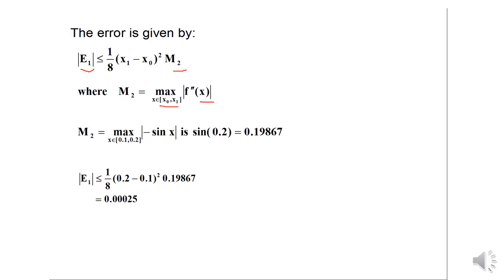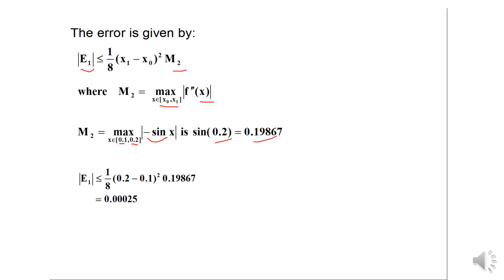So first let us find M2. f(x) is sin x. The first differentiation gives cos x, then the derivative of cos x is minus sin x. So mod of minus sin x is the value of f double dash x. x0 is 0.1 and x1 is 0.2. So x lies between this, and the maximum of this will be sin 0.2. The value of sin between 0.1 and 0.2 will be maximum at 0.2.